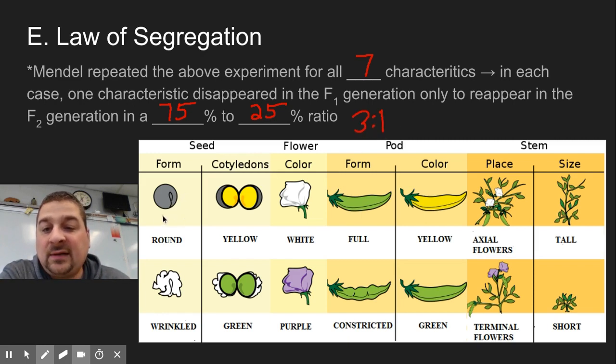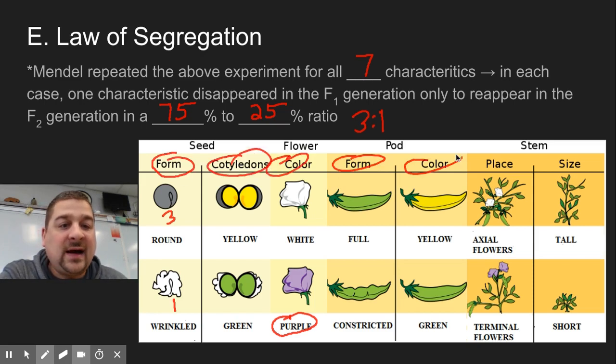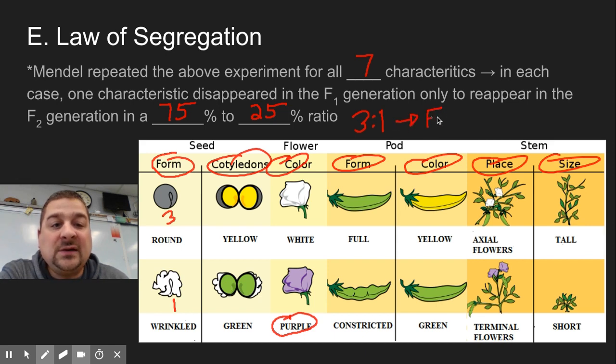So there were always 3 times as many round as there were wrinkled seeds. Same thing with yellow to green, purple to white, where purple was actually dominant, full to constricted. And in all of these crosses, one of these traits, either top or bottom for each of the characteristics here, 1, 2, 3, 4, 5, 6, 7 different traits, he noticed that it was always a 3-to-1 ratio when it reappeared in the F2 generation.